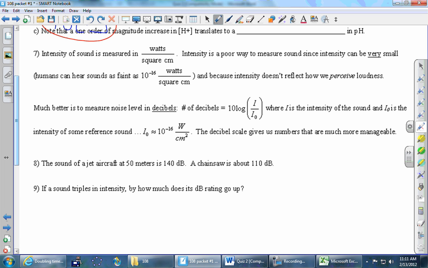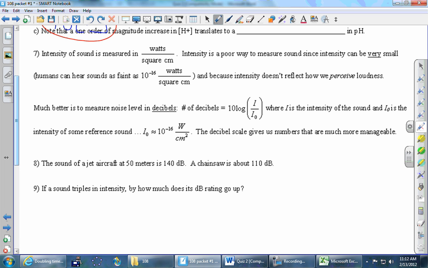Okay, let's pause right there for a second. This is the same idea as the pH example. All of the action for pH was involved with these numbers that are tiny, tiny, tiny, all very close to 0. And so we hit them with a log to pull them apart. Same idea here. We can hear, like if you're hearing the sound of a pin drop, it's on the order of about 10 to the minus 16 watts per square centimeter.